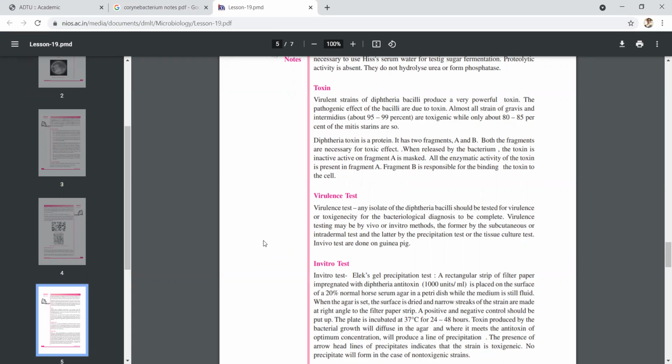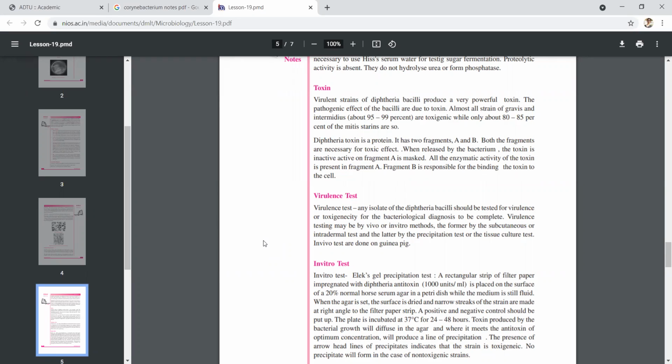All the enzymatic activity of the toxin is present in fragment A, and fragment B is responsible for the binding of the toxin to the cell. So as I told you, this diphtheria toxin has got two parts, A and B, and both of them have got their own duties to follow.